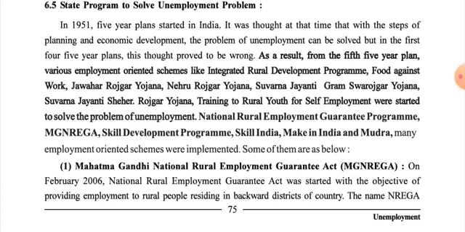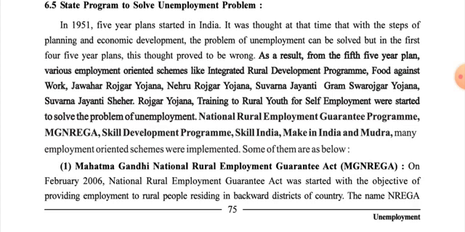National Rural Employment Guarantee Program, MGNREGA, Skill Development Program, Skill India, Make in India and Mudra, many employment-oriented schemes were implemented. Some of them are as follows. So here in this paragraph, there are so many names of different types of plans and programs introduced by the government from time to time.